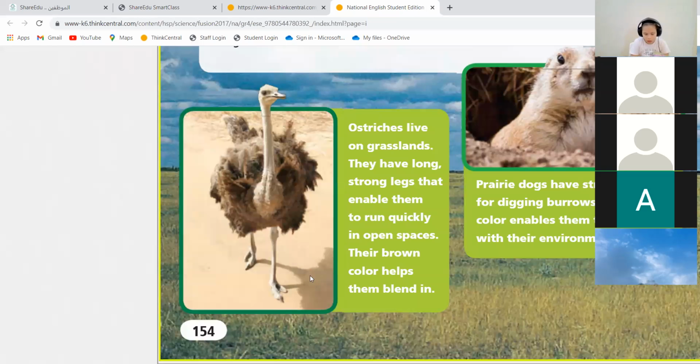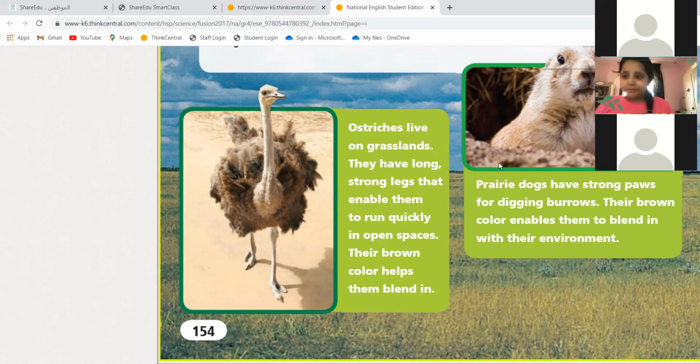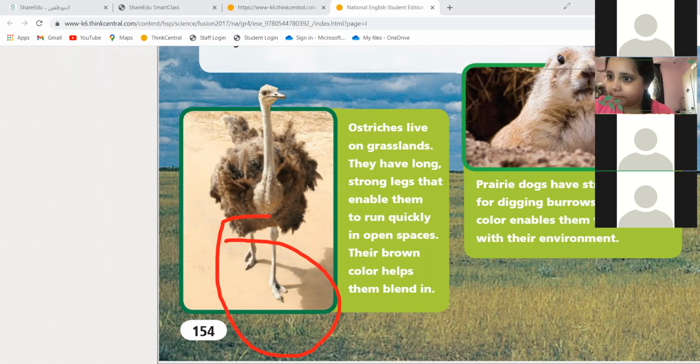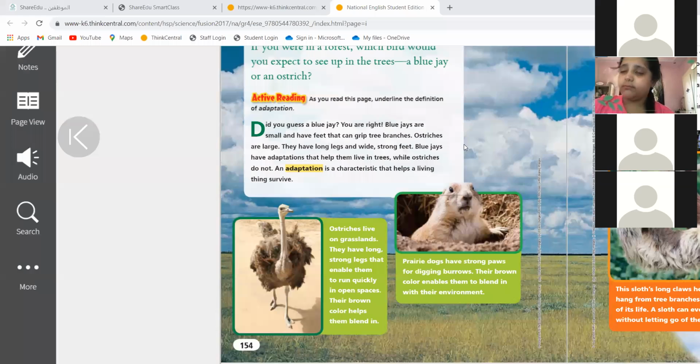What about the ostrich? Look at the ostrich. What adaptation does it have? What characteristic does an ostrich have to survive in its environment? An ostrich lives in a grassland, and it needs to run very fast in open spaces. So what does it have to run? Take a look. Long legs, right. Very long and very strong legs help it to run very fast in the open spaces.